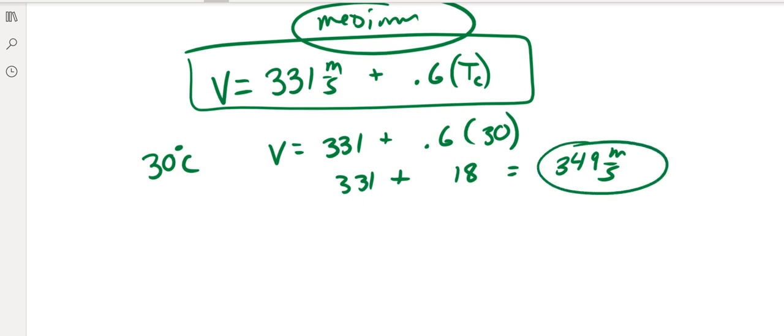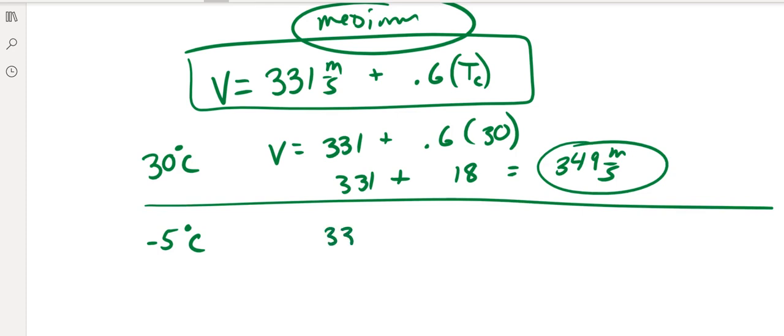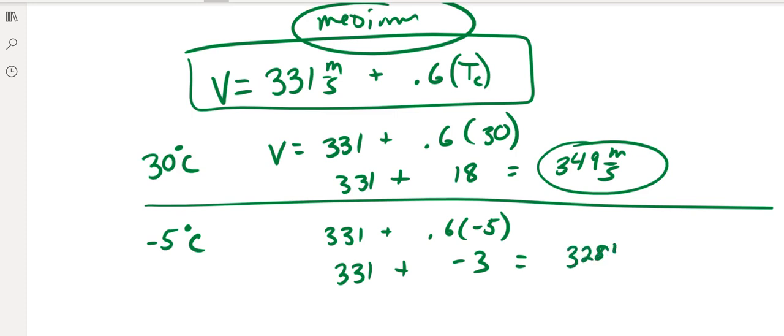Let's say you had a negative temperature. It's a real cold day, negative 5 degrees Celsius. We would then have 331 plus 0.6 times negative 5. Well, 0.6 times negative 5 is negative 3. 331 plus negative 3 would be 328 meters per second.